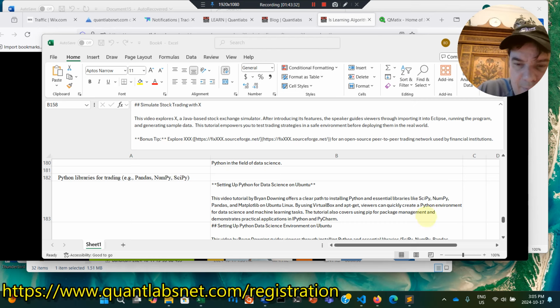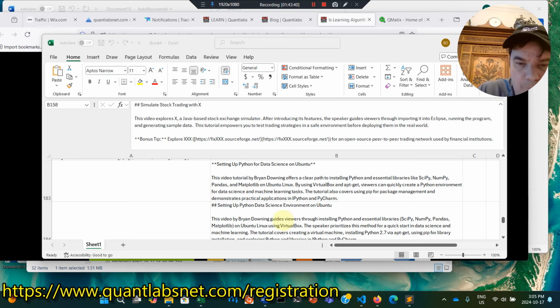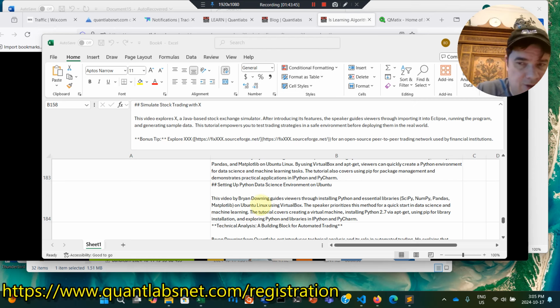Covers pip for package management and demonstrates practical applications with PyCharm and IPython. Python data science environment on Ubuntu. This is key here. It's old. Viewers install Python and all these libraries, SciPy, NumPy, Pandas, and Matplotlib on Ubuntu Linux with VirtualBox. Prioritize the method of quick start in data science and machine learning. Covers virtual machine installing, again here, Python 2.7.